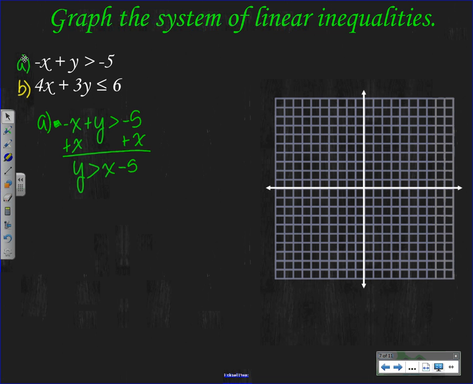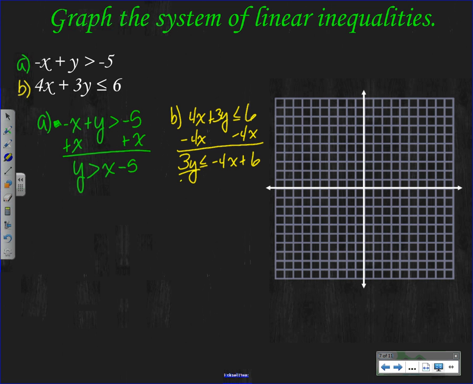And we're going to do the same thing to letter B. I know you guys always laugh at me when I say that. 4x plus 3y less than or equal to 6. Subtract 4x, and I get 3y less than or equal to negative 4x plus 6. Divide by 3.